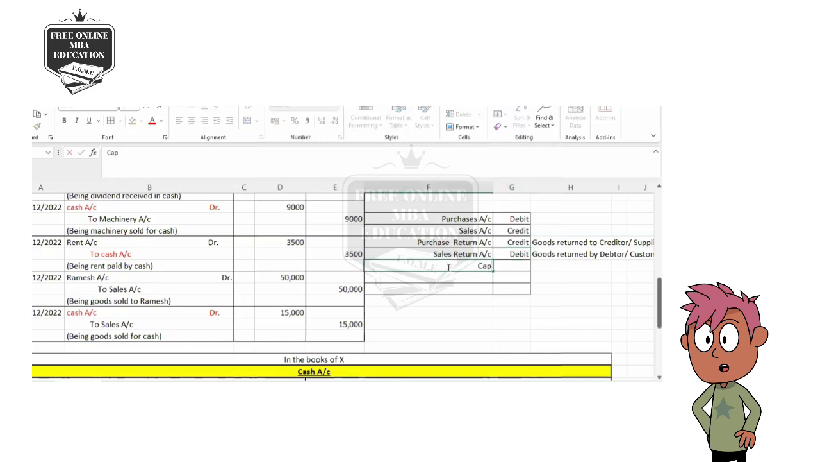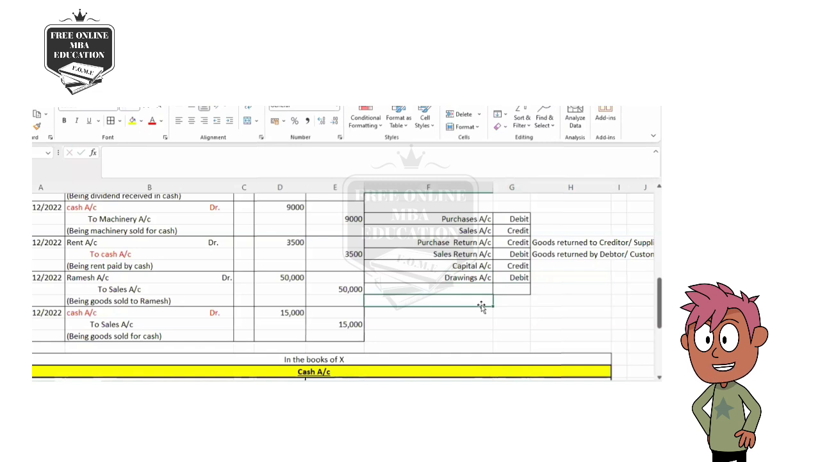Next, capital account will always have a credit balance, because capital is always given by someone. So capital account is a credit balance. Exactly against that, drawings account will always have the debit balance, because drawing is always going to be received by someone, the main businessman, and that's why it's going to be on the debit side.